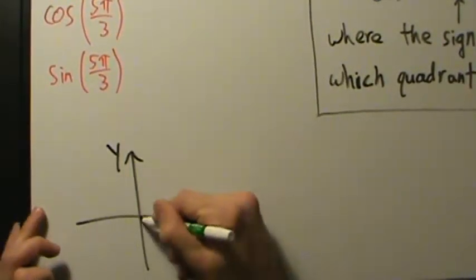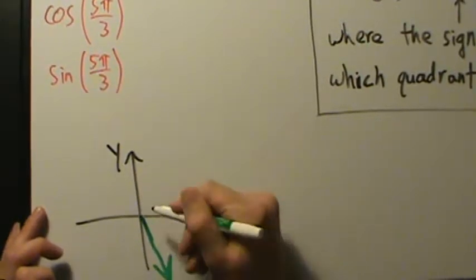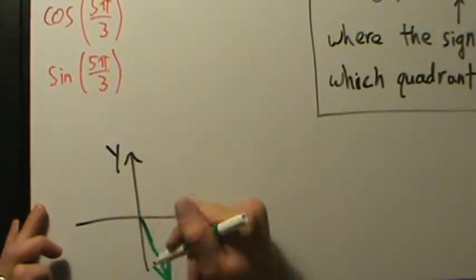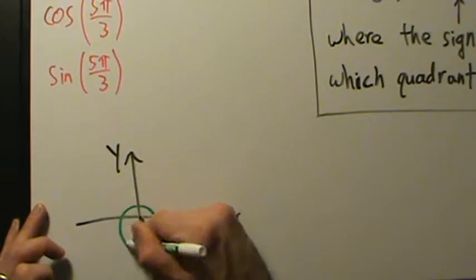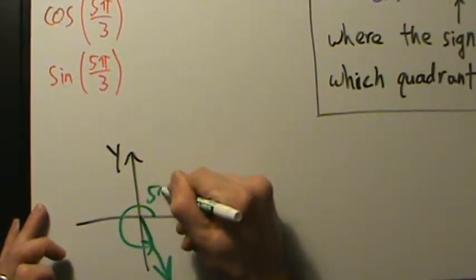So 5 pi over 3 is in quadrant 4, right? So pi over 3, 2 pi over 3, 4 pi over 3, 5 pi over 3 is down here. Okay, so here's 5 pi over 3. Okay, 5 pi over 3 is down here.